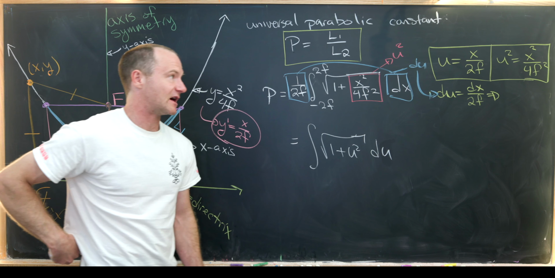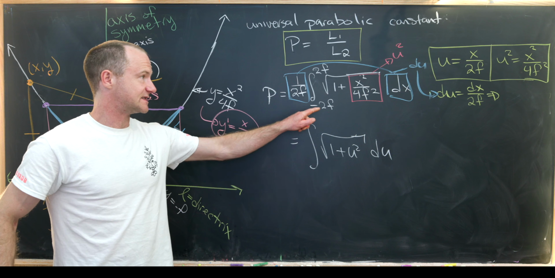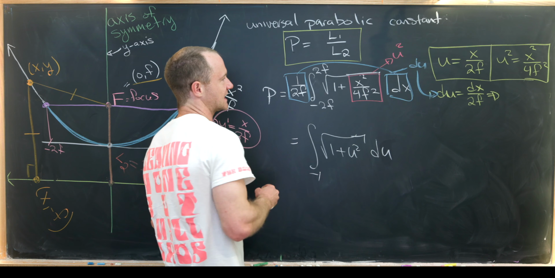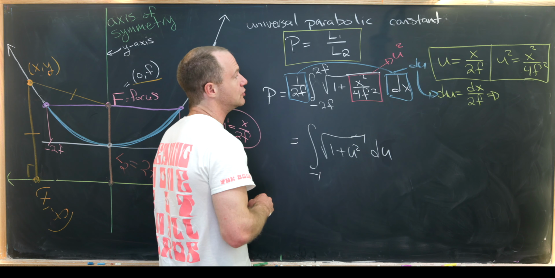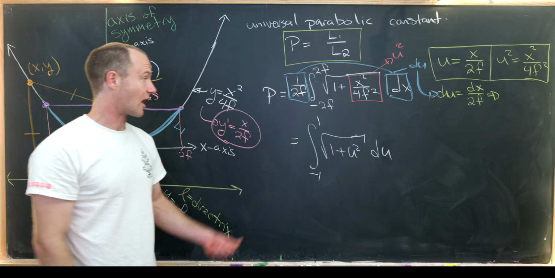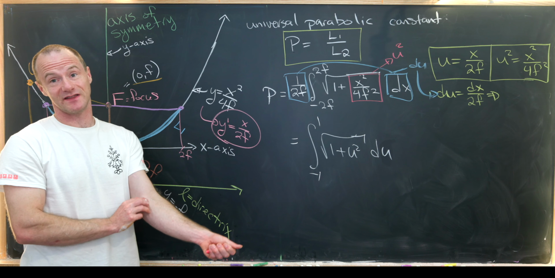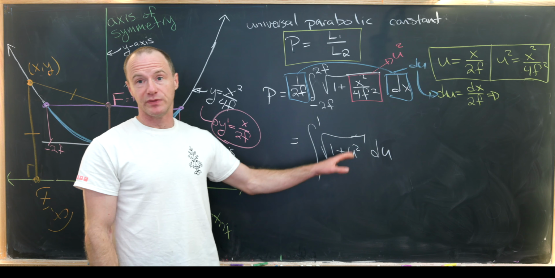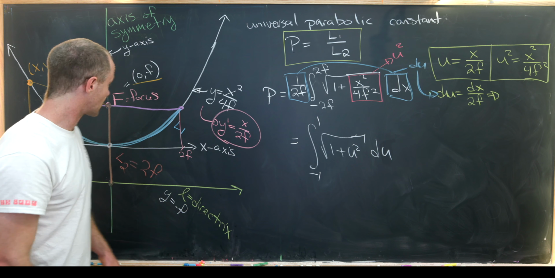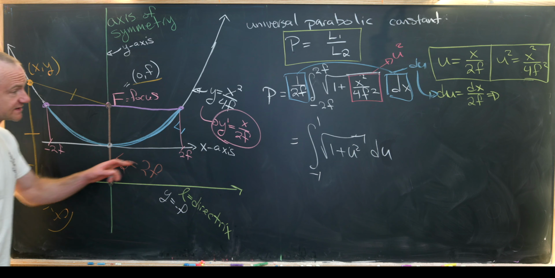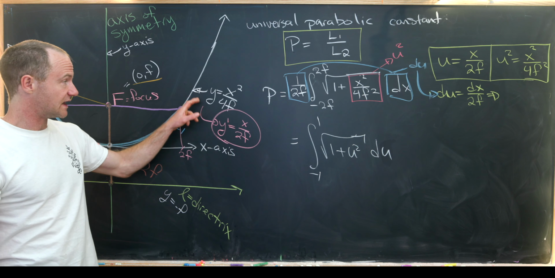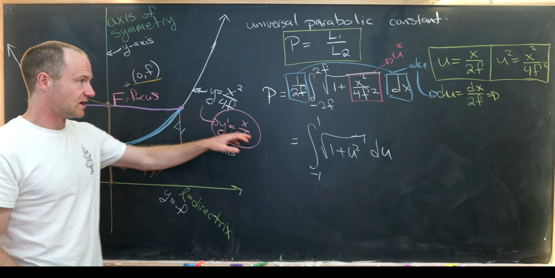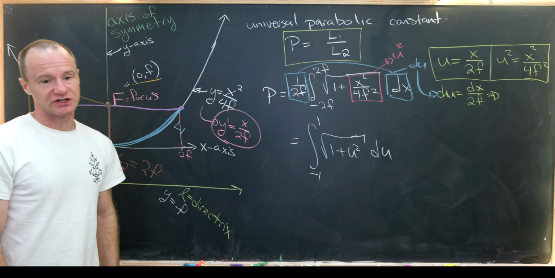Now we have to think about the bounds of integration. So when x is negative 2f, u is negative 1. And likewise, when x is 2f, u is equal to 1. So we've got our parabolic constant is just that. And I think we can already see that this will be a constant because there's no f's left in here. Recall f was equal to the focus. F was like the one unique thing attached to this parabola. So that's been sorted out with this change of variables.